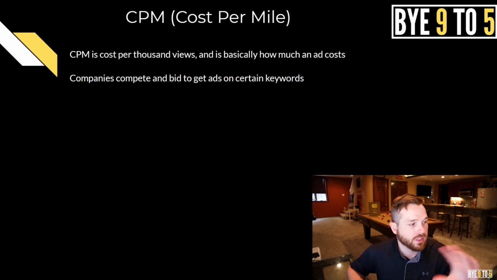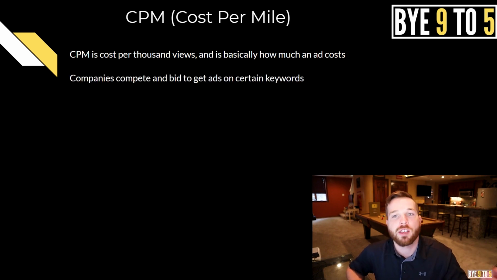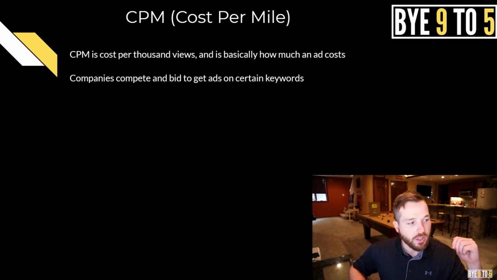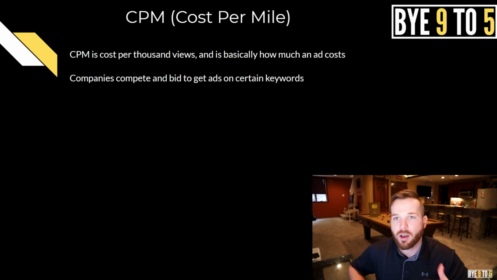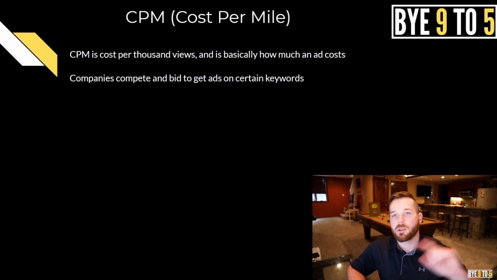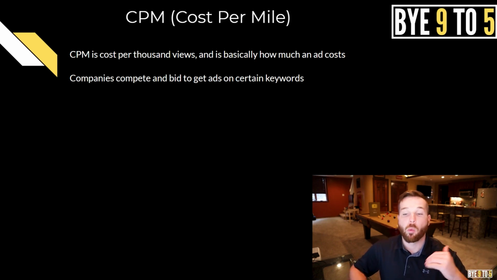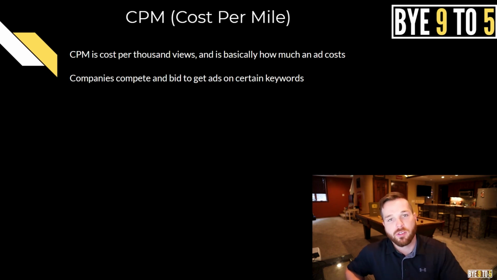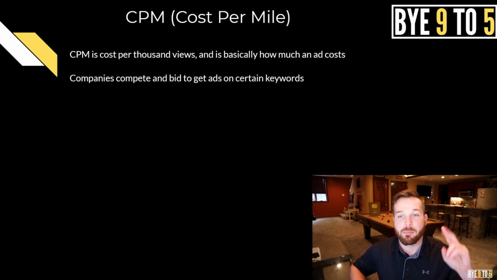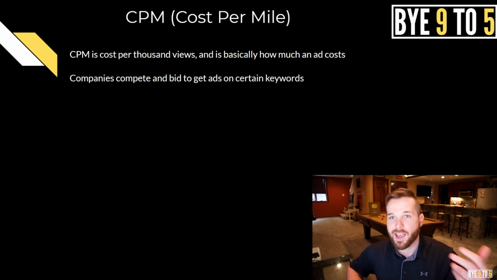So basically what it comes down to is companies compete and bid to get ads on certain keywords. So if I run an ad, say for instance with my Buy 9 to 5 channel, I'm going to have to bid with other people if I want my keyword to be make money online, or if I want my keyword to be make money on YouTube without making videos. If I want my ad to be shown on one of those videos, I'm bidding with other people or companies who want their ad shown on that same video or that same keyword. You see what I mean? Videos that have that same keyword. So that's all it is: how much it's going to cost companies to put ads on.